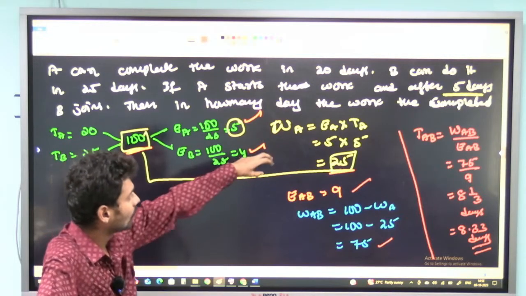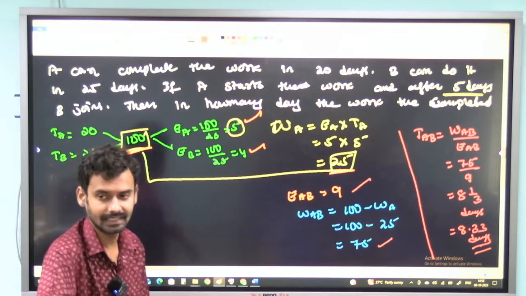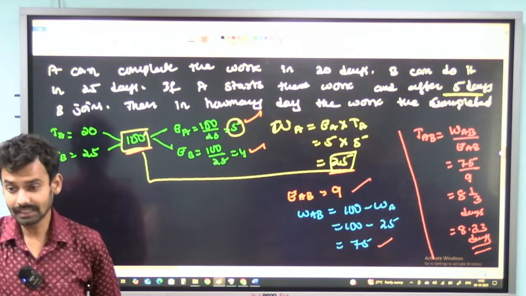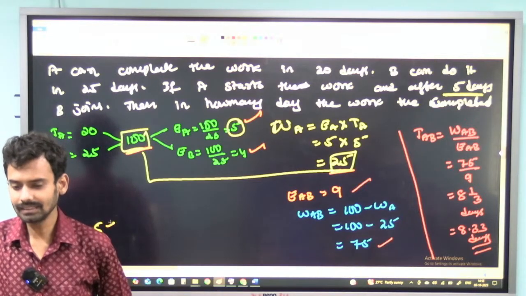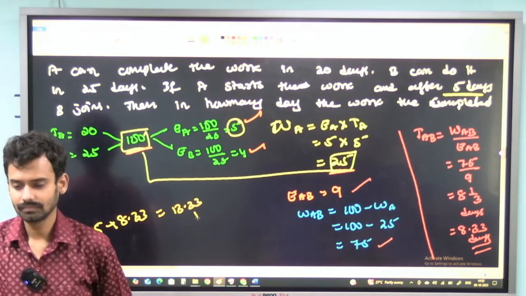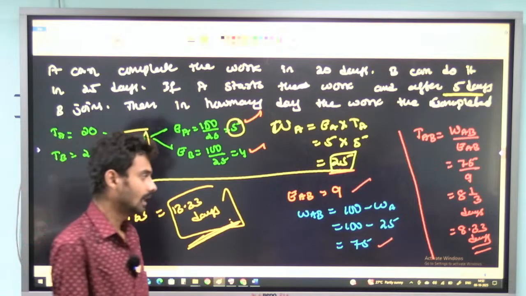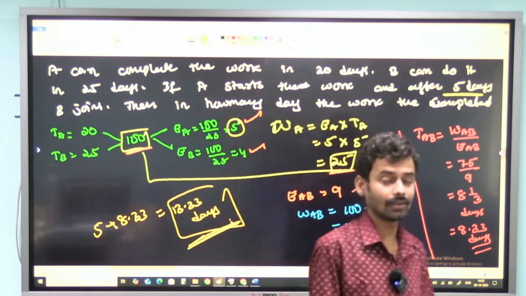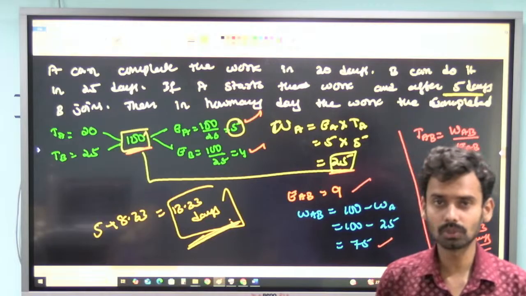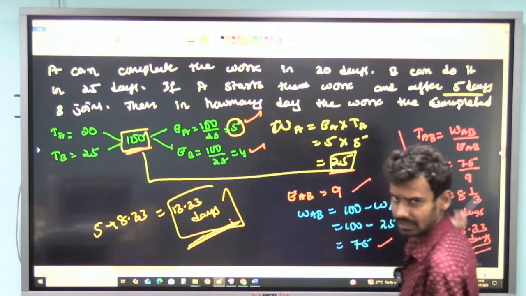So A has worked for the first 5 days, then A and B together have worked for 8.33 days. So the total time taken will be 5 plus 8.33, that is 13.33 days. So the final answer for this question will be 13.33 days, and it's not 8.33 days because they are not talking about the remaining work. They are talking about the total work. If the question was talking about the remaining work, then the answer would have been 8.33.